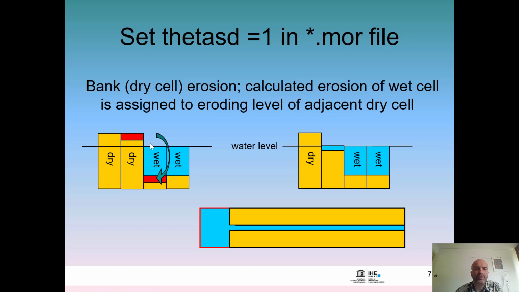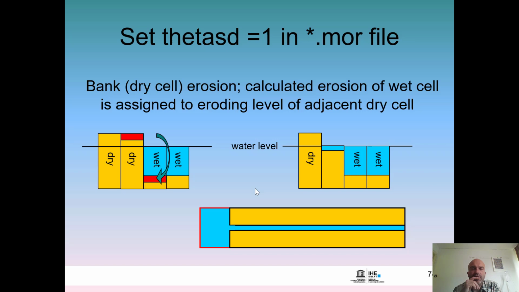So the dry cell lowers as a result of erosion in the wet cell, and that process continues until the dry cell also becomes wet. This basically prevents these very dry cells, these concrete pillars in your model. And if you do this, they can always erode, and the morphological runs are smoother and more stable.